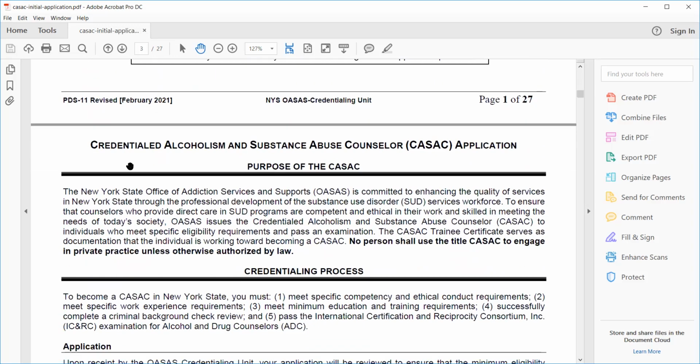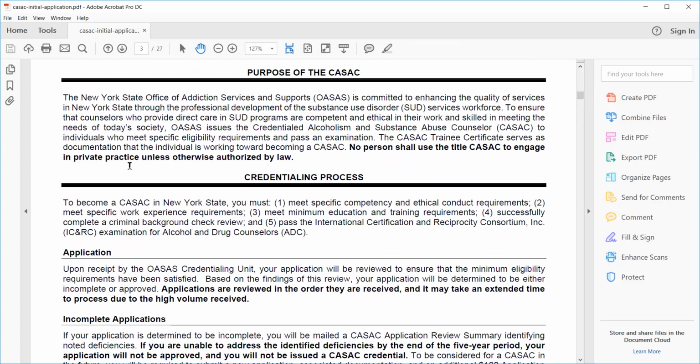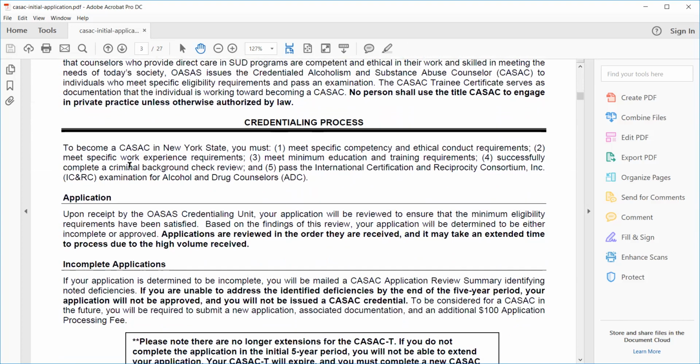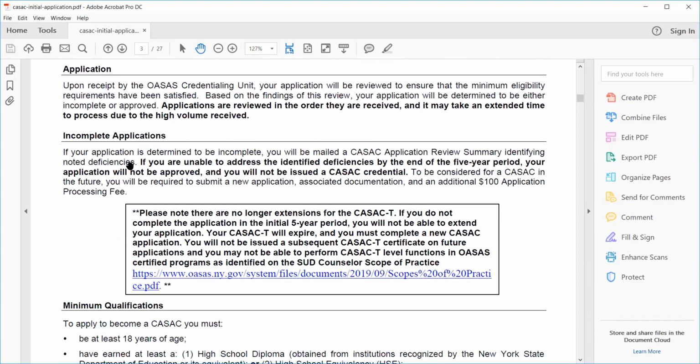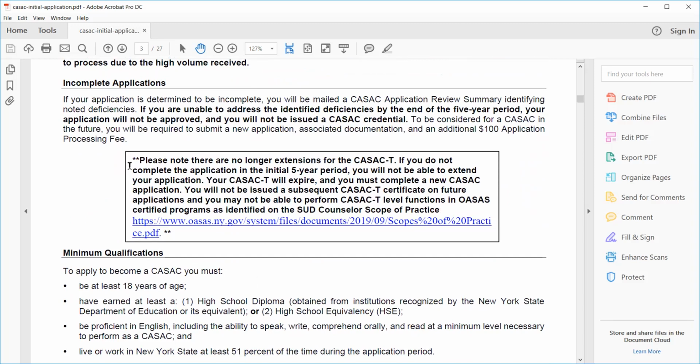Okay. So they tell you a little bit about the purpose of the CASAC here. They tell you about the exam that you are going to need to take once you get your application in and you have completed your 350 hours. And they give you some basic information. They let you know if your application is incomplete, they're going to send you a list of deficiencies. Now, you all are going to get a list of deficiencies because your application will be incomplete. That just means it is incomplete for you to get your CASAC.